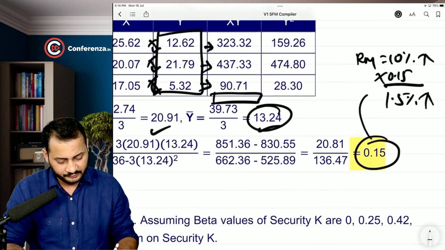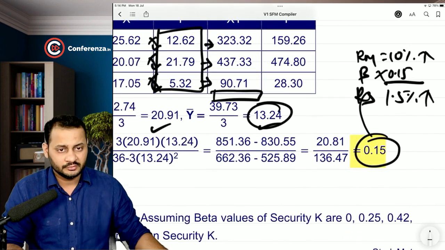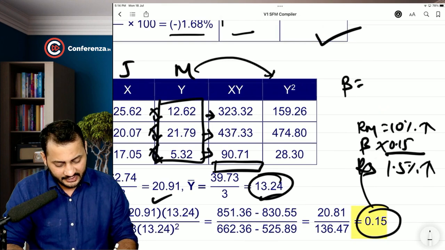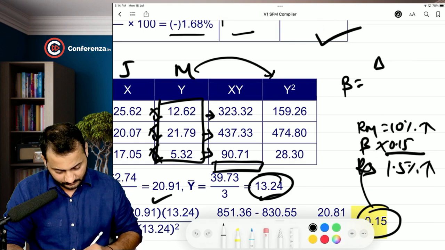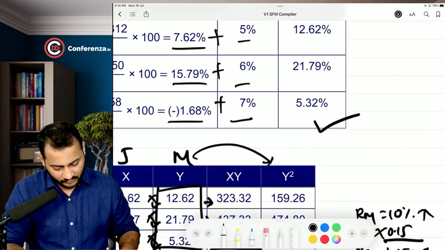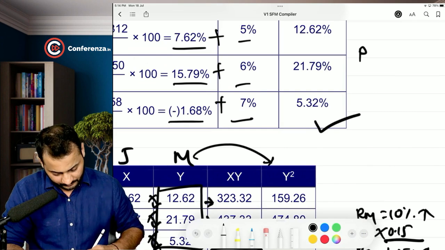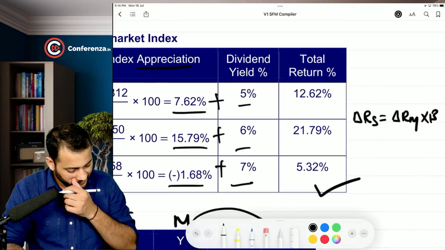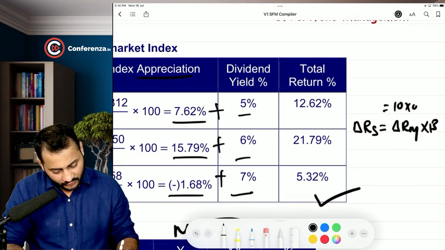Let me tell you one more thing. If this is the formula for the change in the stock, I can calculate the beta like this. Let me just derive the formula and show you. Change in the return for stock is equal to change in the return for market into beta. Am I right? This is how we calculate it, like 10 into 0.15, that means 1.5%.